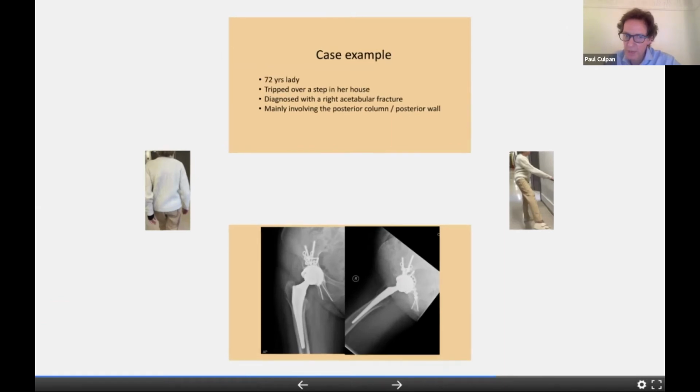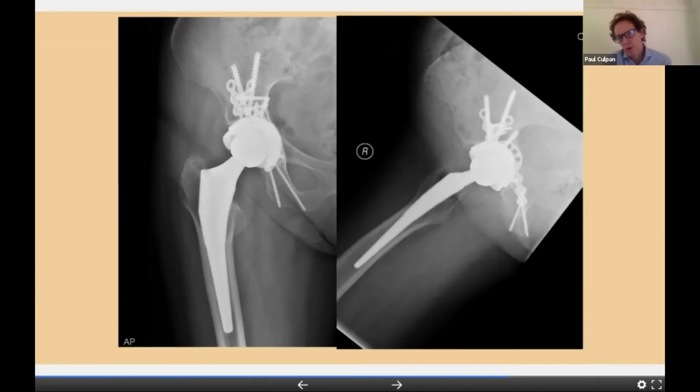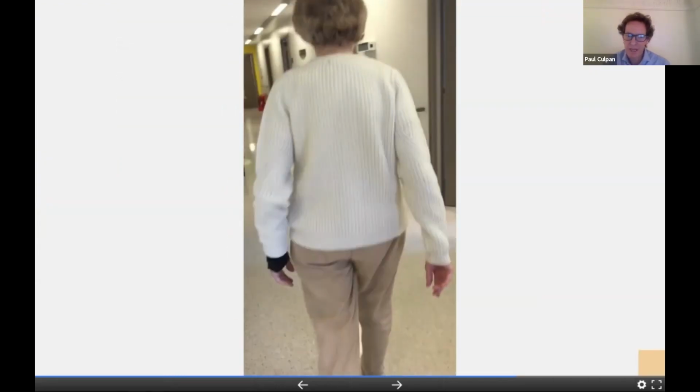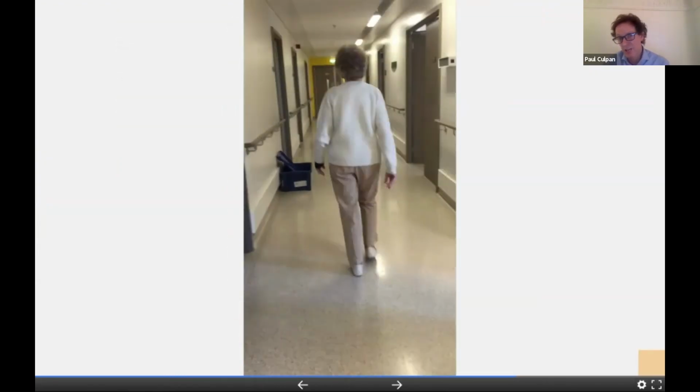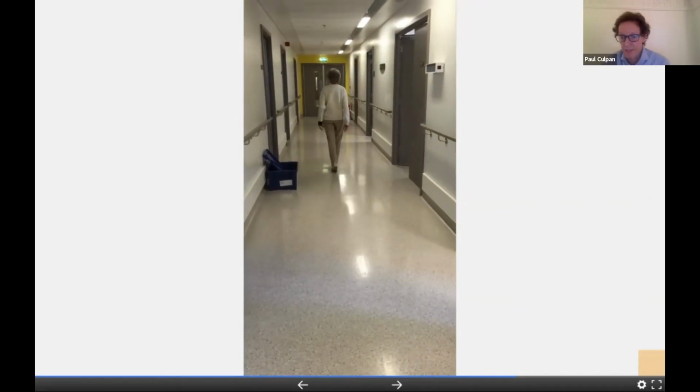72-year-old lady with an injury pattern which is predominantly affecting the posterior wall. And so this was done all from the back and as a single stage procedure. And again, the great benefit is this is her 8 weeks post-surgery, and she's walking without any support, pretty balanced gait pattern.